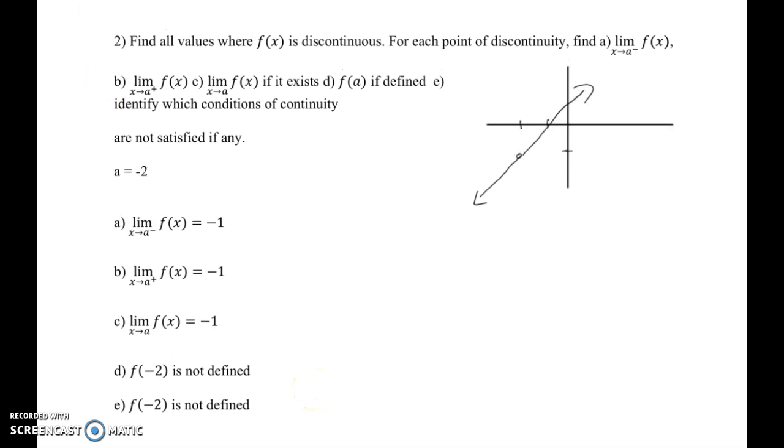Now keep in mind, if we actually had a function for this, how we could tell if this was a hole or an asymptote will be if the limit exists or not. So in this case, the limit does exist, we just have a hole. If it was an asymptote, that limit would not exist from the left and from the right-hand side.